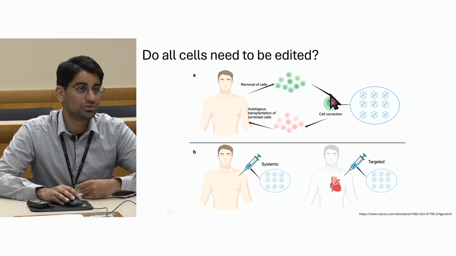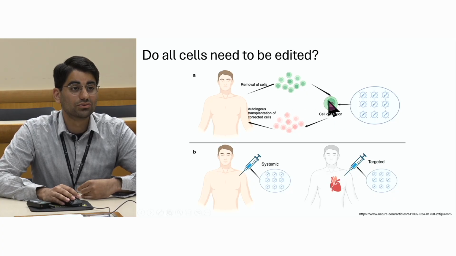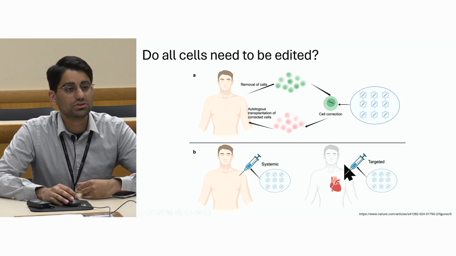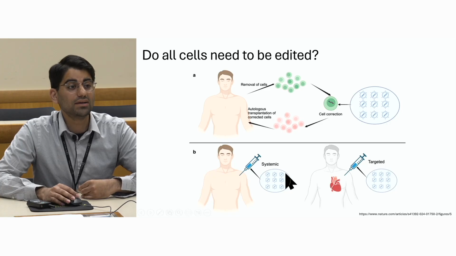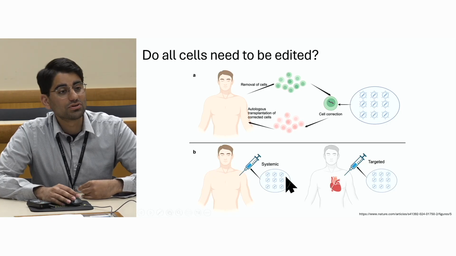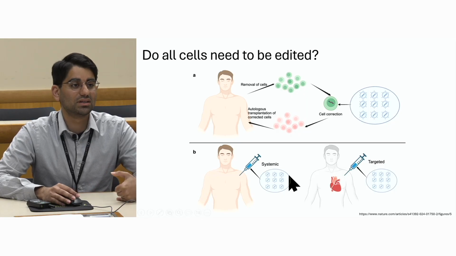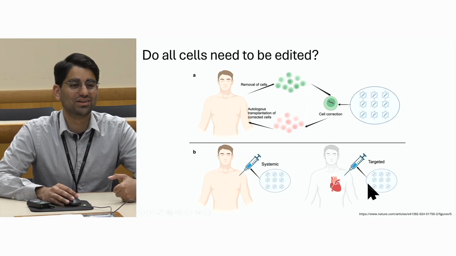And so what we can do is then remove the cells that are the problem, correct those cells, and then re-inject them. So that's one strategy. Other strategies involve targeted implementation of CRISPR, so using direct injections to specific tissues like the heart or the brain. Or people have also been studying how we might be able to target all cells systemically, but that has proven to be a greater challenge.